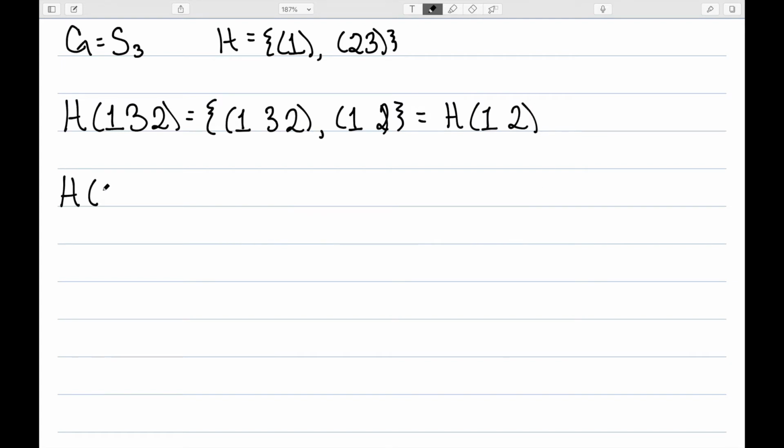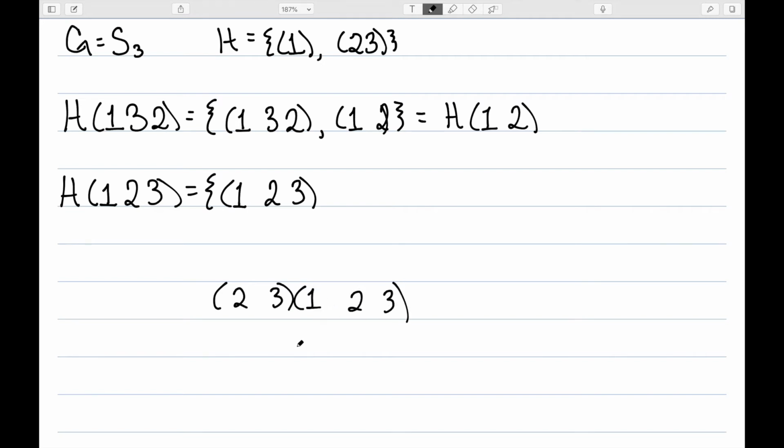Next, let's find H(1 2 3). The identity composed with (1 2 3) is just (1 2 3). The element (2 3) composed with (1 2 3): well, 1 goes to 2, and 2 goes to 3, so 1 goes to 3. 3 goes to 1, and 1 stays the same. 2 goes to 3, and 3 goes to 2, so the other element is (1 3).